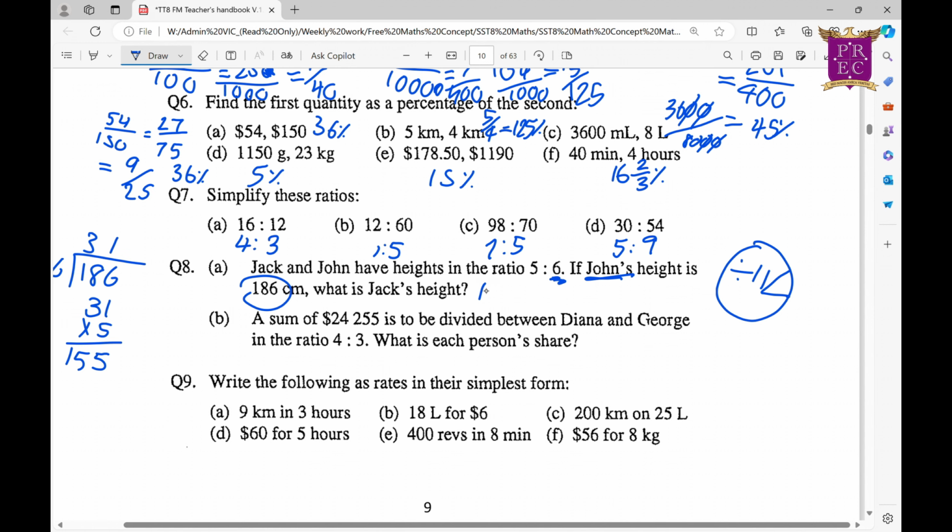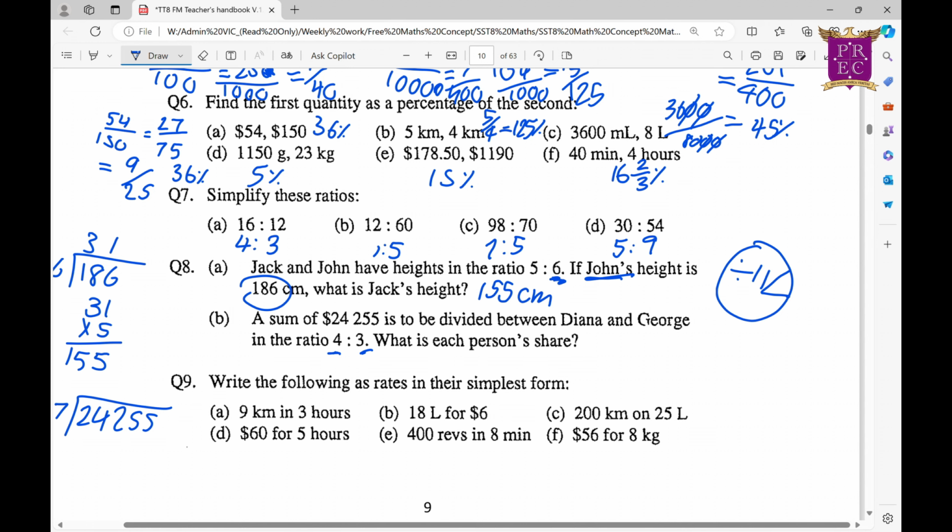Alrighty. The sum of $24,255 is to be divided between Diana and George in the ratio of 4 to 3. What is each person's share? So we know that the total is 7 because we have these ratios, 4 and 3. So we do 24,255 divided by 7 to find out what one part is equal to.